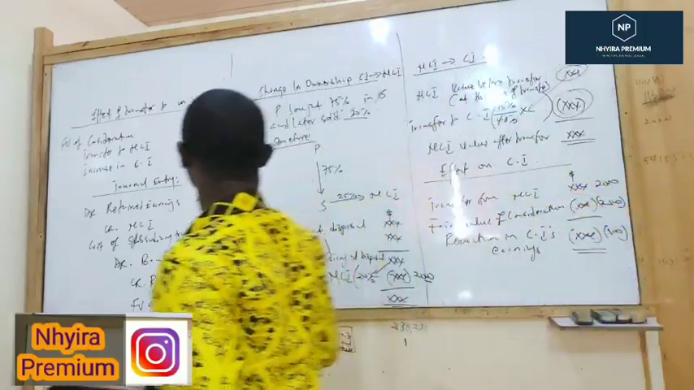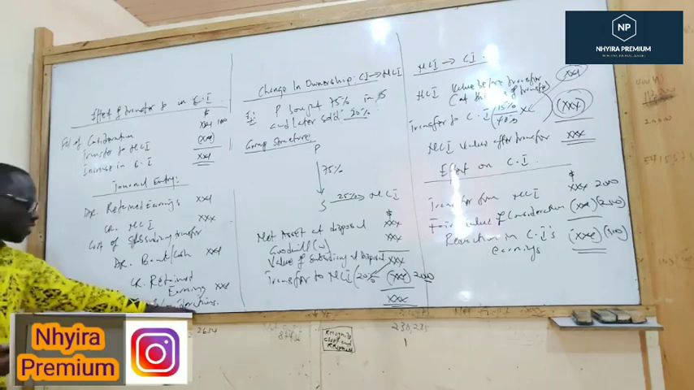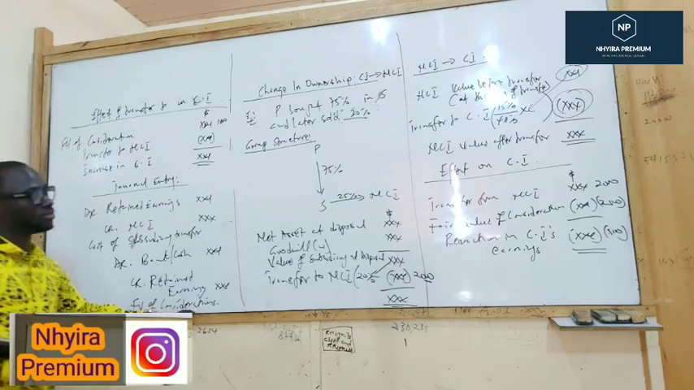So this is about change in ownership. The credit is to retained earnings, with the fair value of the consideration.